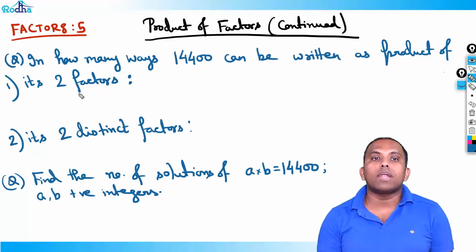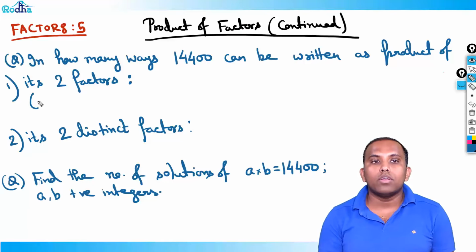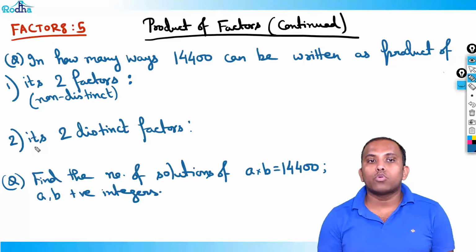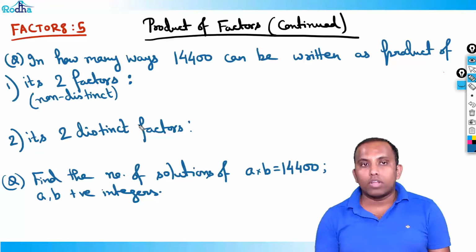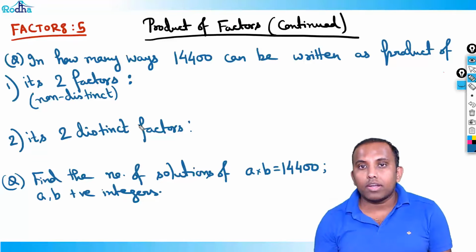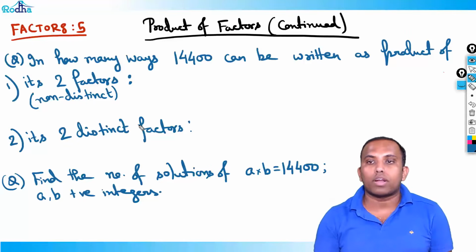If nothing is given, what do we have to take? We have to take non-distinct. It automatically means non-distinct. And the second question is about two distinct factors. We'll do that question afterwards. In how many ways can 14,400 be written as a product of its two factors?